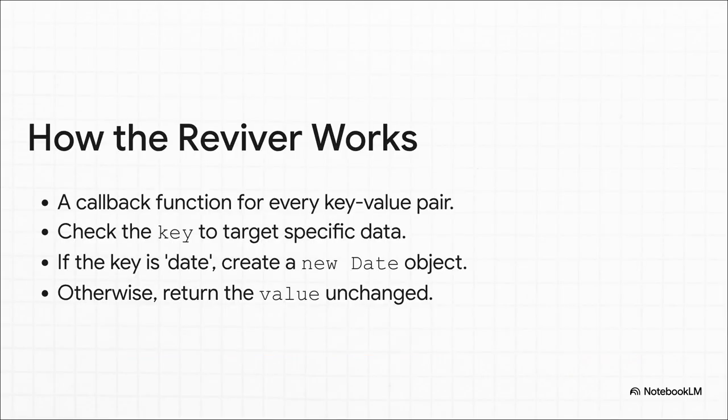Let's break that down real quick. The reviver is just a function that JSON.parse calls over and over for every key value pair it finds. Inside our function, it's just a simple if statement. We ask, is the key for this piece of data named date? If it is, great, we'll create a new date object from its value. If it's not, we just return the value as is, no changes. It's like having a surgical tool to fix your data as it comes in.